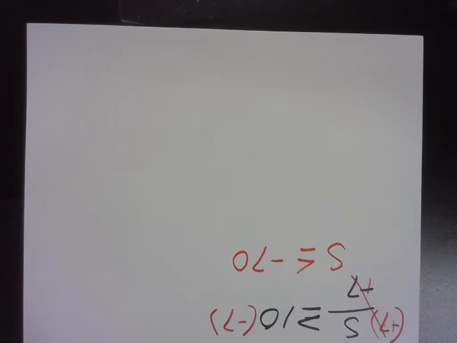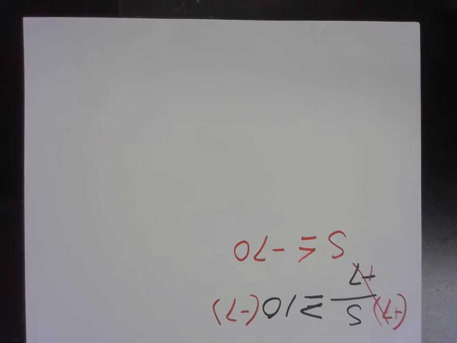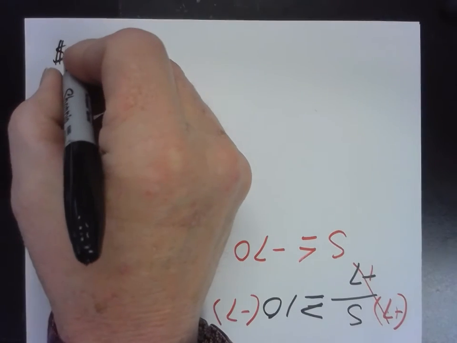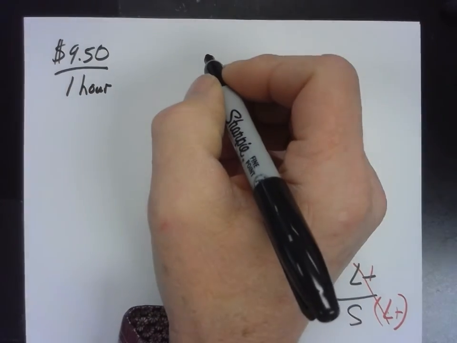Turn to page 70. Example 3, right at the top of the page, kind of real lifey. You earn $9.50 per hour at your summer job. Okay, we're doing a story problem. What do we do with that $9.50? We're reading through the problem. What do you do when you come to that? You write it down. $9.50 per hour, and you label it so you know what it is.